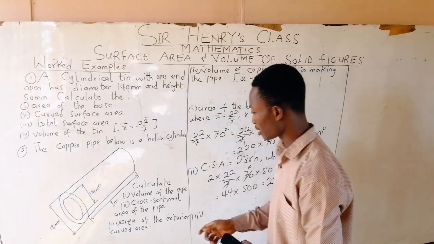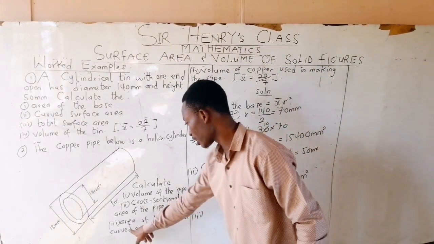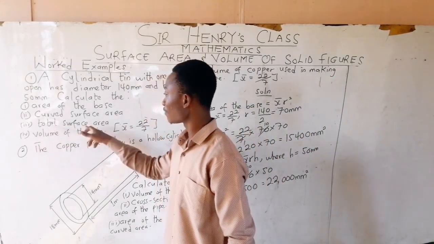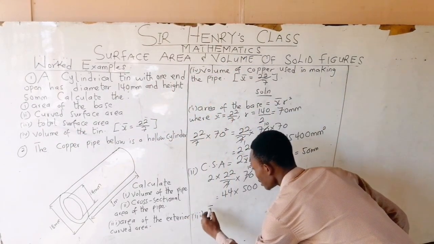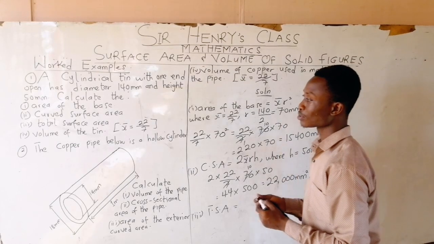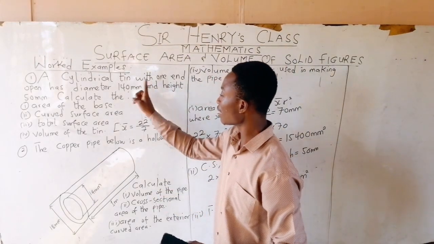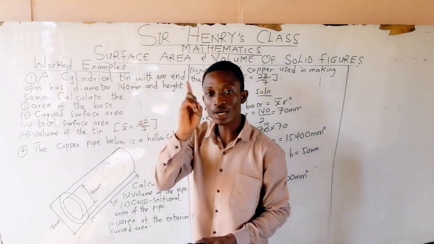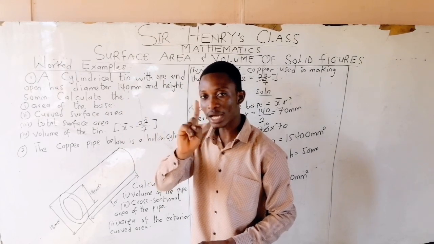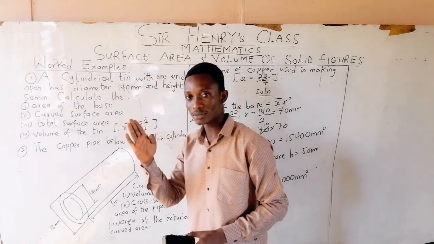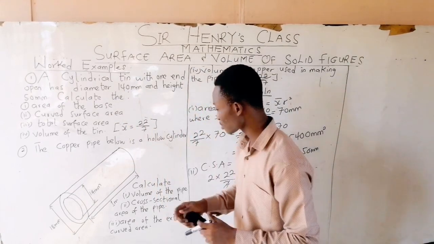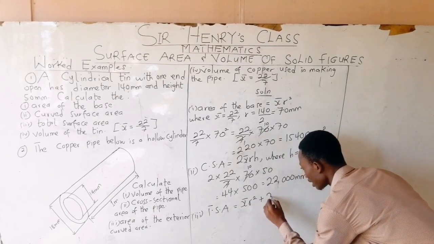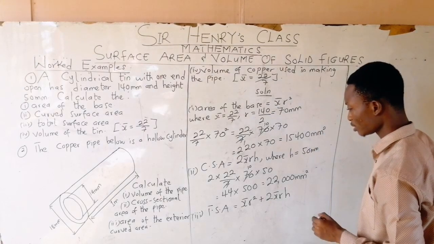This is the third question: total surface area. Now listen to the question. The cylinder has one end open, meaning only one circle is present. So you can't use 2 pi r squared, because one circle is taken out. So we are left with pi r squared, the area of one circle, plus the curved surface area, 2 pi r h.